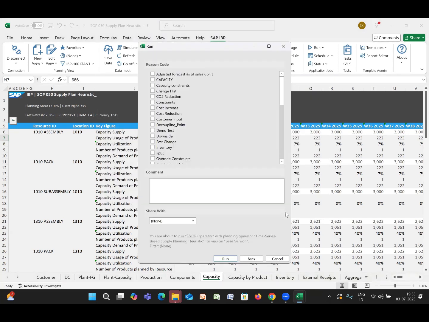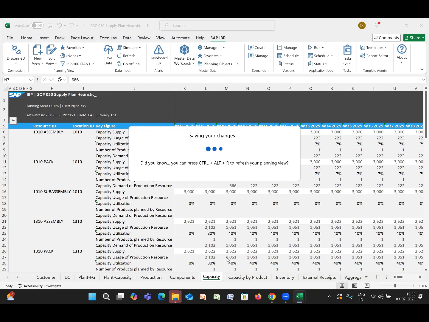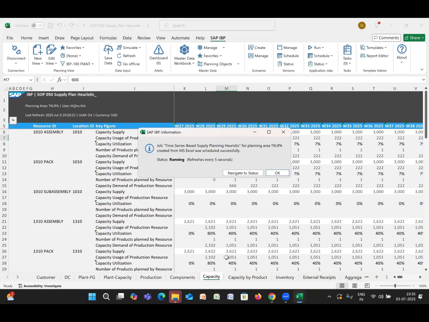So what did I change? I changed that. The product IBP 100 requires 1 hour in 1010 assembly, but it requires 2 hours in 1010 pack. This is the change that I have done in the master data. And now I'm running the heuristic.